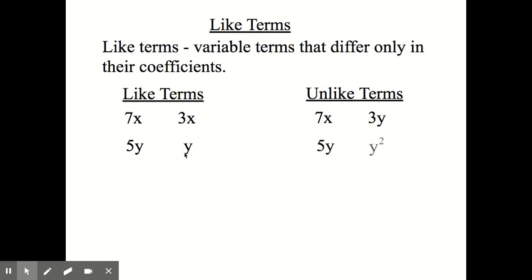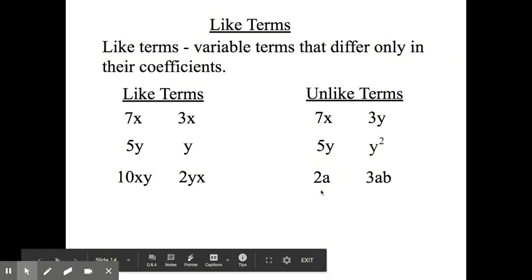Unlike terms would be 5y and y squared. This squared makes this not a match, so they are unlike terms. 10xy and 2yx, they are like terms. They both have an x, they both have a y, there aren't any exponents attached, so therefore these are like terms. The order doesn't change the fact that they're alike.